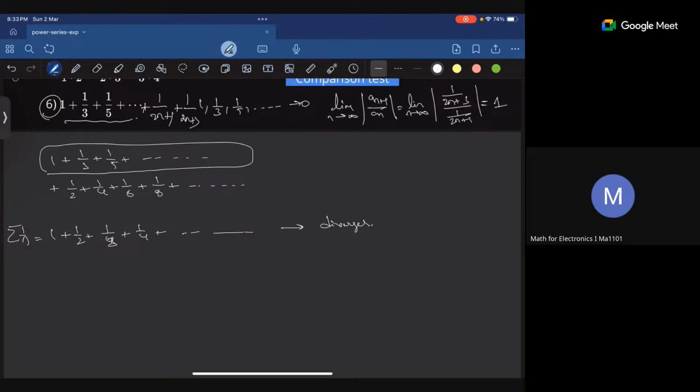So what we have is, here we have one series for which we are looking at convergence and divergence. If you see the next part, and you pull out a half common from this part, you will have 1 plus 1 by 2 plus.